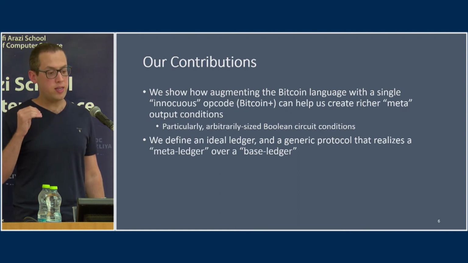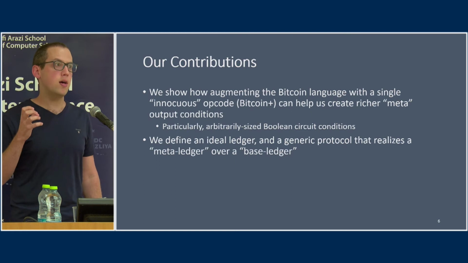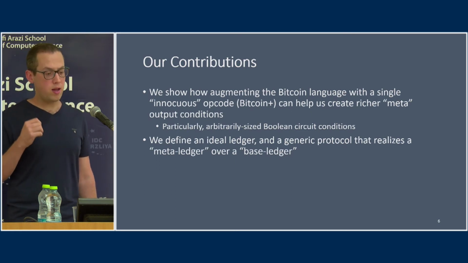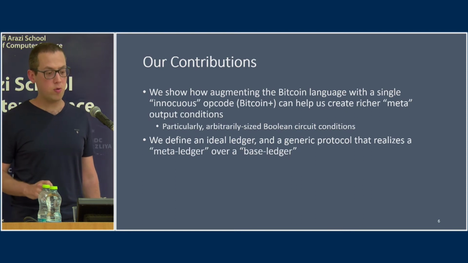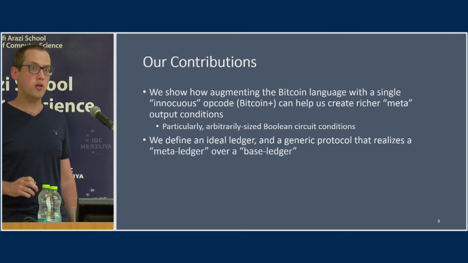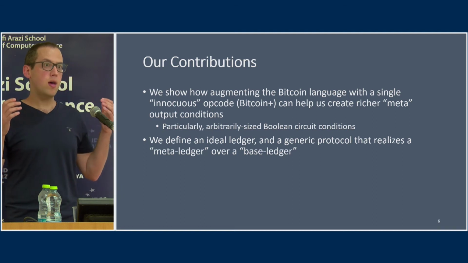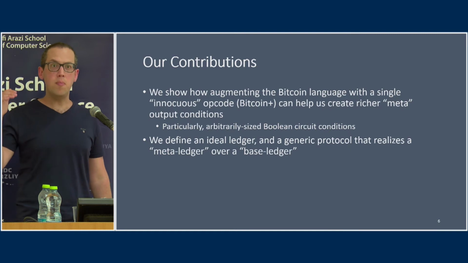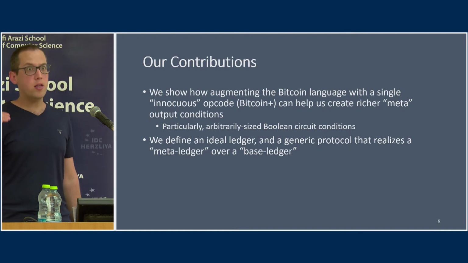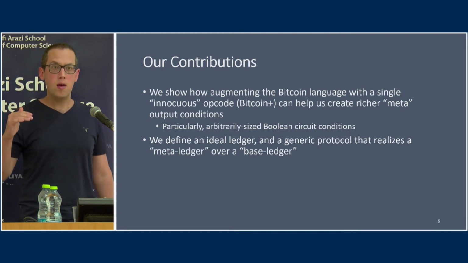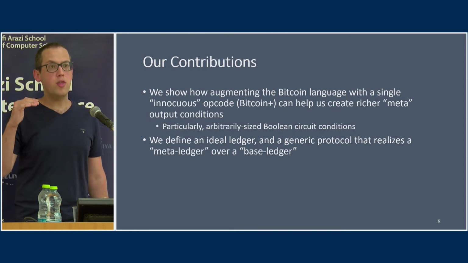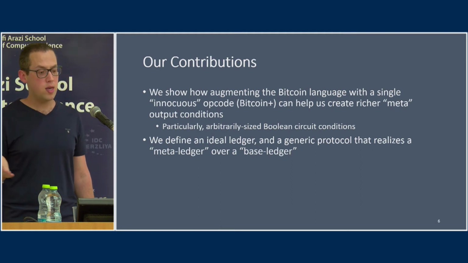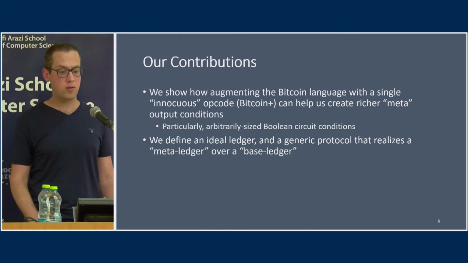We define an ideal, and we also want to prove that our protocol is secure. So we defined an ideal ledger and a generic protocol that realizes a meta ledger over a base ledger. A base ledger is a ledger whose output conditions are in some base language, and a meta ledger is an overlay in which the conditions are phrased in a higher level language. For example, in our case, arbitrarily sized Boolean circuit conditions.